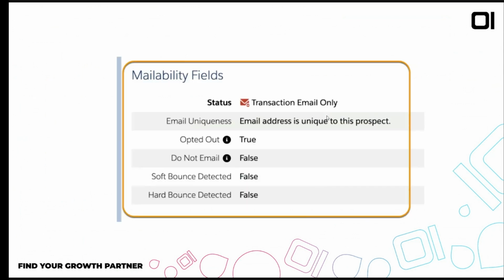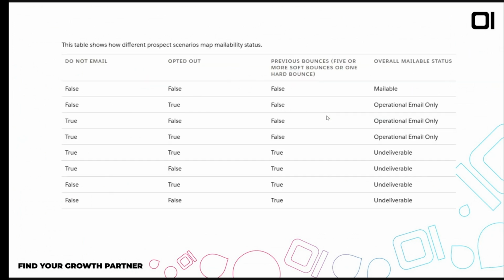So this is a sample of a prospect record. As you can see, the opted out is set to true, but you will notice that the do not email is set to false. So that's the current change that happened with the fields.